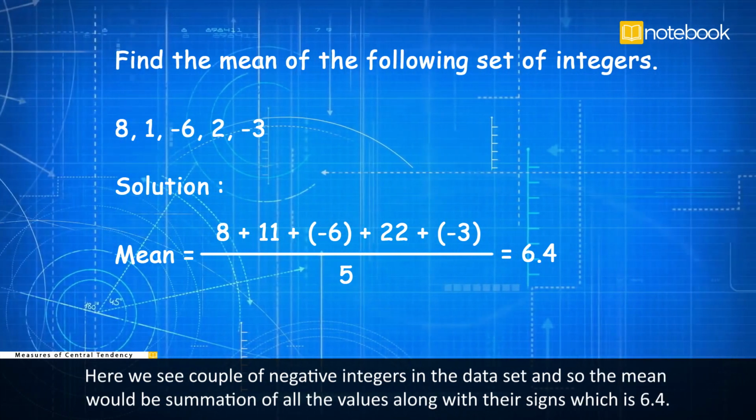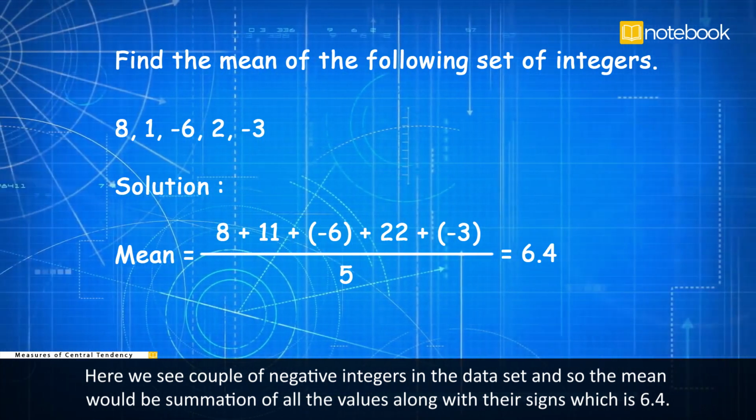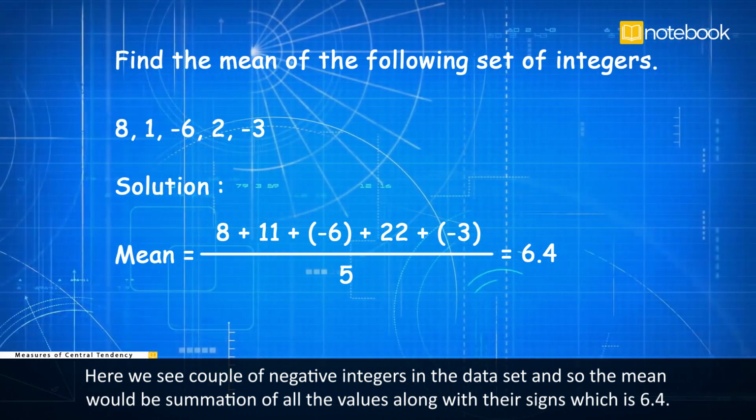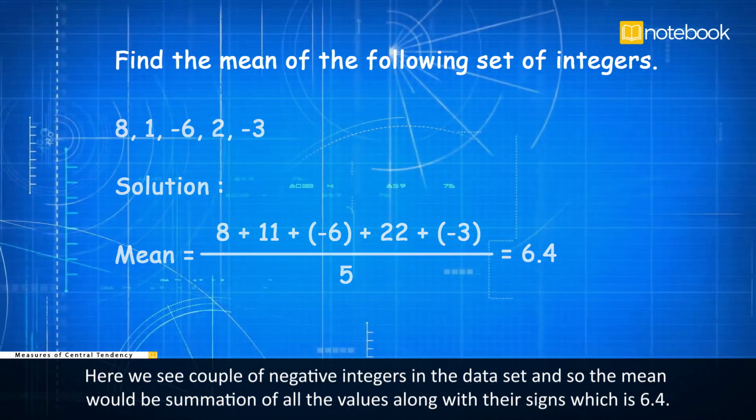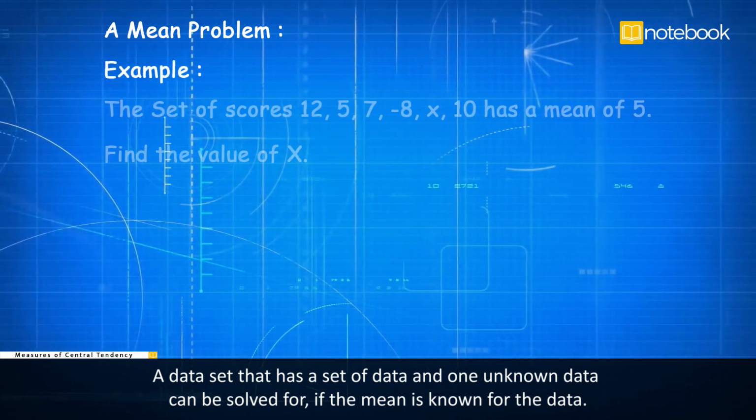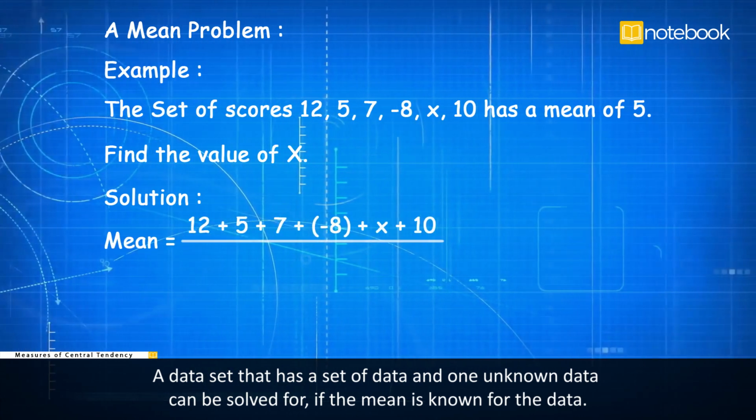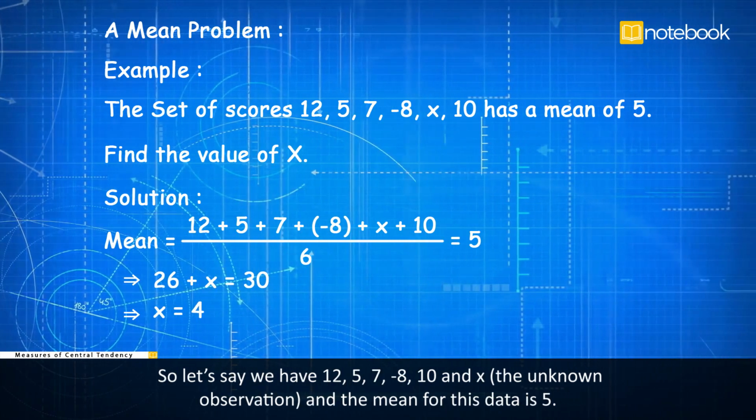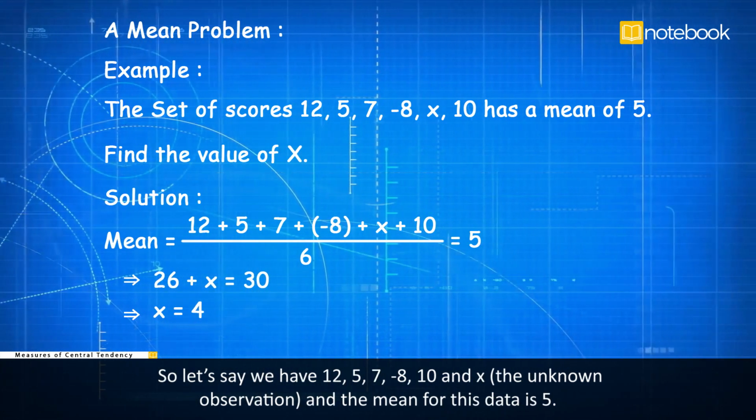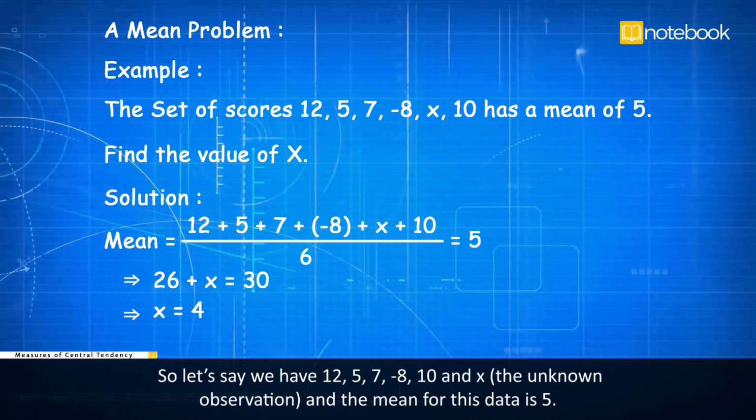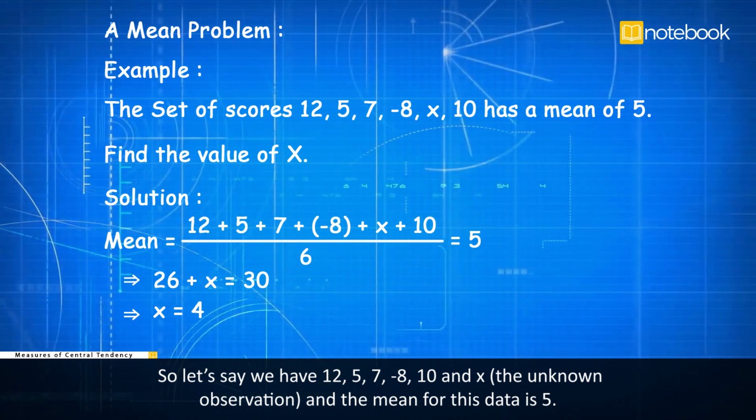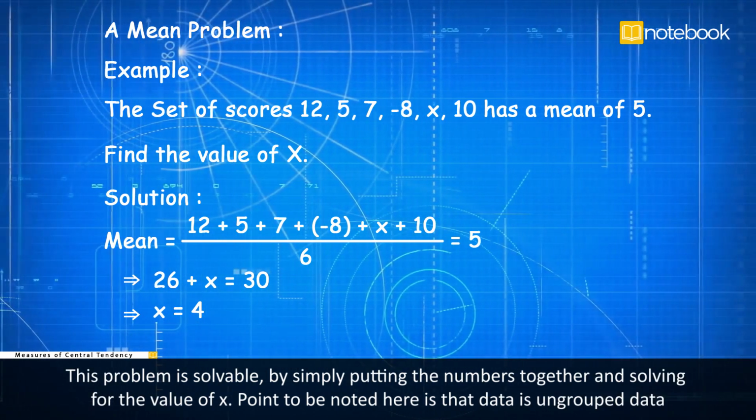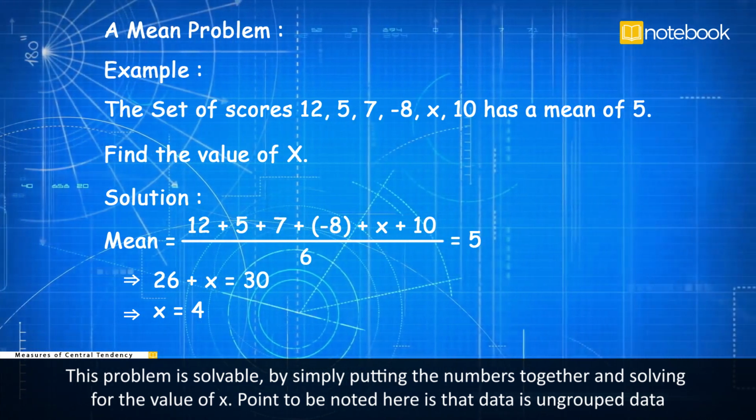Here we see the example of negative integers in the data set, and so the mean would be the summation of all the values along with their signs, which is 6.4. A data set that has a set of data and one unknown data can be solved for if the mean is known for the data. So let's say we have 12, 5, 7, minus 8, 10 and x, the unknown observation, and the mean for the data is 5. The problem is solvable by simply putting the numbers together and solving for the value of x.